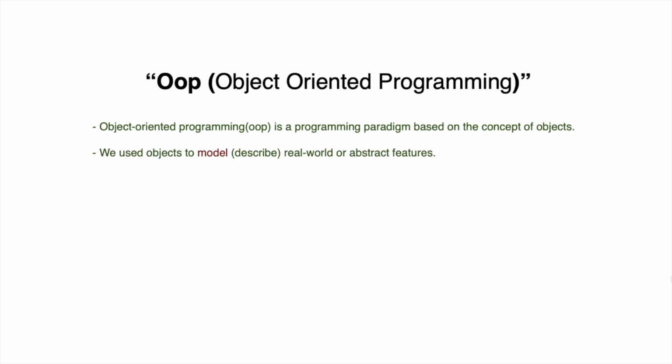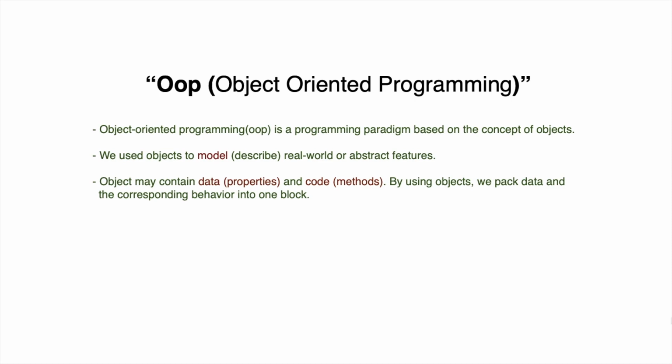We use objects to model, so to describe, aspects of the real world, like a user or a to-do list item, or even a more abstract feature like an HTML component or some kind of data structure. Now, as we already know, an object can contain data, which we call properties, and also code, which we call methods. So we can say that by using objects, we pack all the data and the corresponding behavior into one big block. So again, that's data and the corresponding behavior.